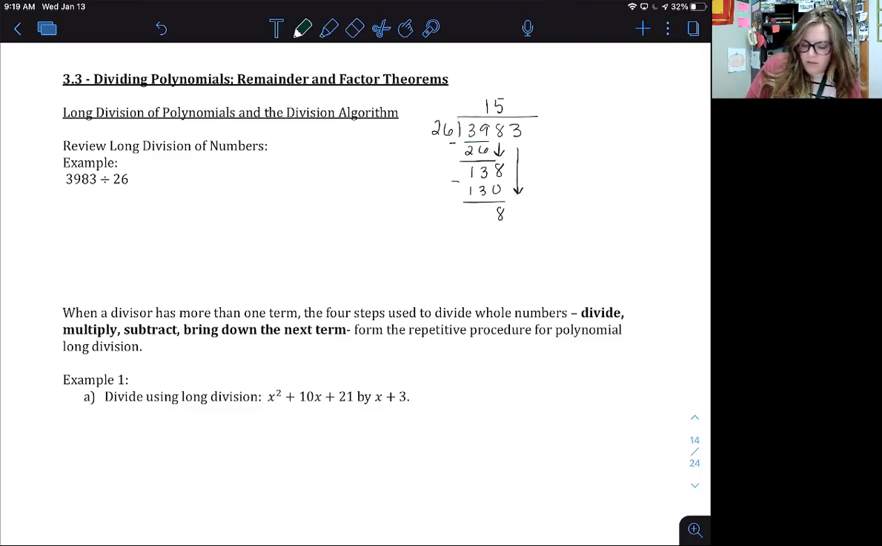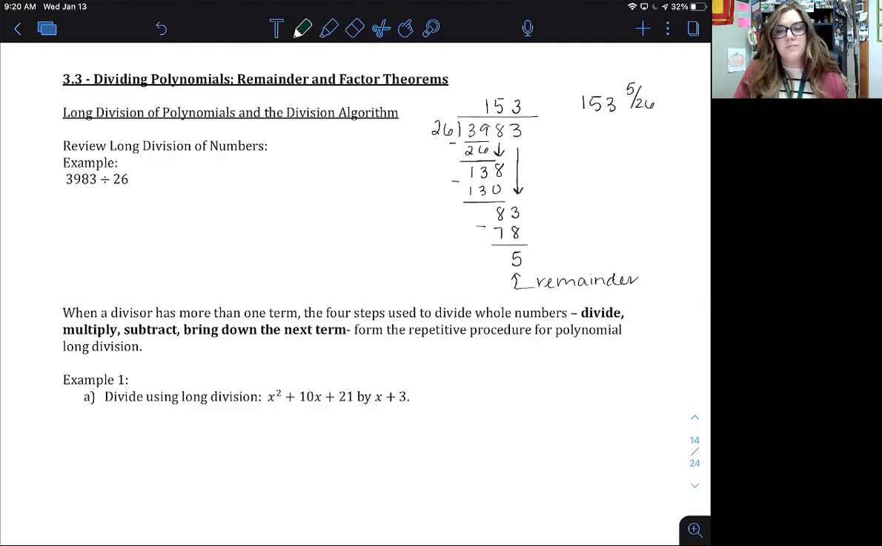Bring down the 3. And now how many times does 26 go into 83? And that would be 3 times. 3 times 26 is, let's see here, 78. And then subtract, we get 5. So we can rewrite this. So this is considered our remainder. So we have 153 and 5/26. Usually we write that as a fraction.